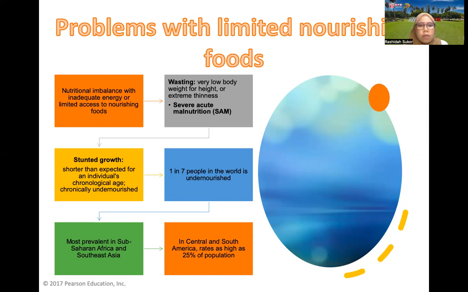Actually, we have this problem in our school children. If you read reports by the Ministry of Health, most of our school children are actually stunted. It's not enough nutrient. Our kids eat a lot, right? We think that they have enough food, but the food that our kids are taking is not nutritious enough for their growth. So that's why we have this stunting problem in Malaysia.